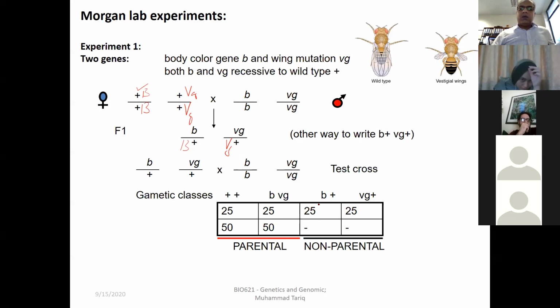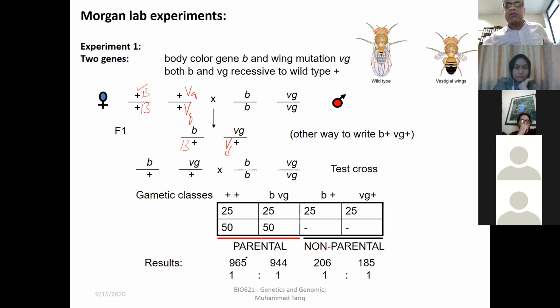And what they discovered is that the numbers they found were 965 and 944 for parentals, and non-parentals were 206 and 185. Much smaller numbers. It was neither 50-50 nor 25% each.